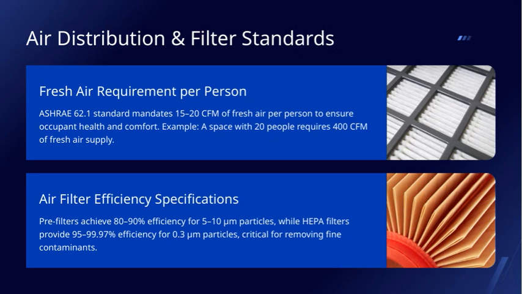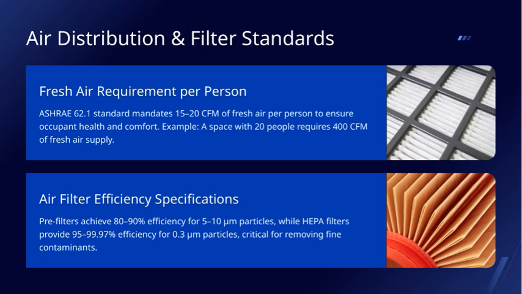Let's talk about air filters and their efficiencies. Pre-filters typically achieve around 80 to 90% efficiency for capturing particles that are between 5 and 10 micrometers in size. These are larger particles, like dust or pollen, and pre-filters help remove most of these before the air reaches more advanced filters.